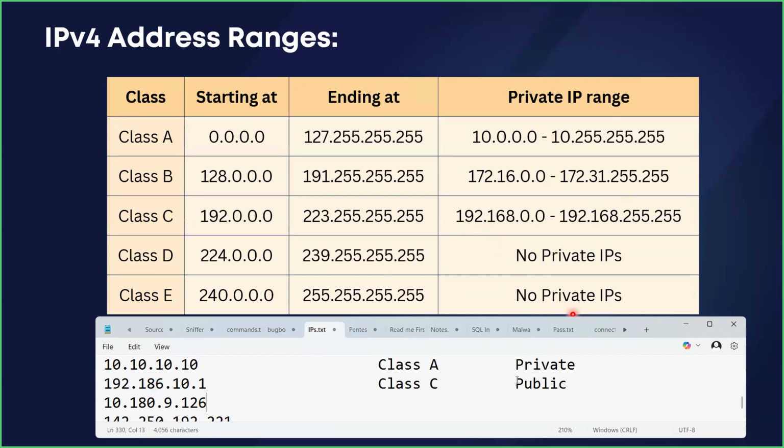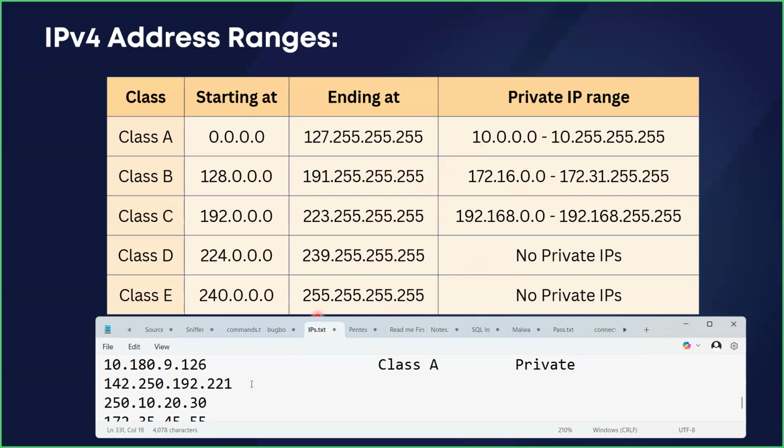Can you give me the answer for the next one? 10.180.9.126. Which class is this, guys? Class A. Correct. Public or private? Private. Perfect answer. Okay, why is this private? Because the first octet is 10. So anything starting with 10 is a private IP.